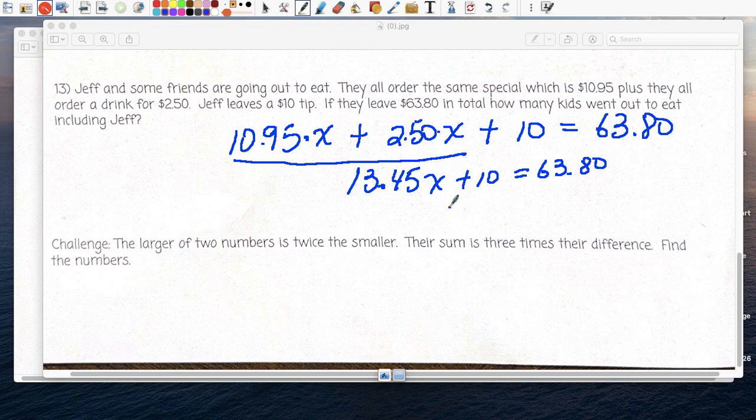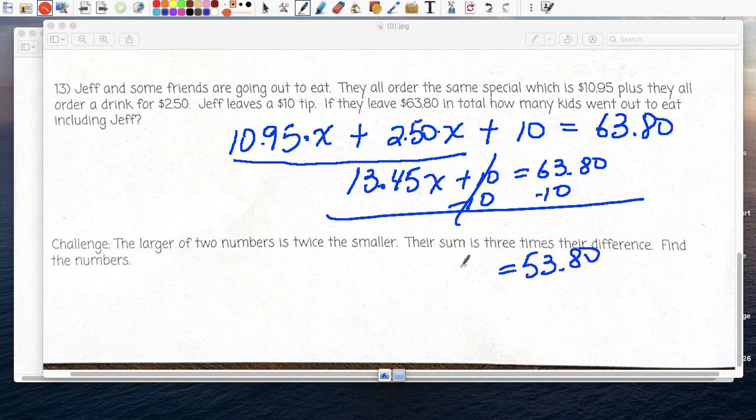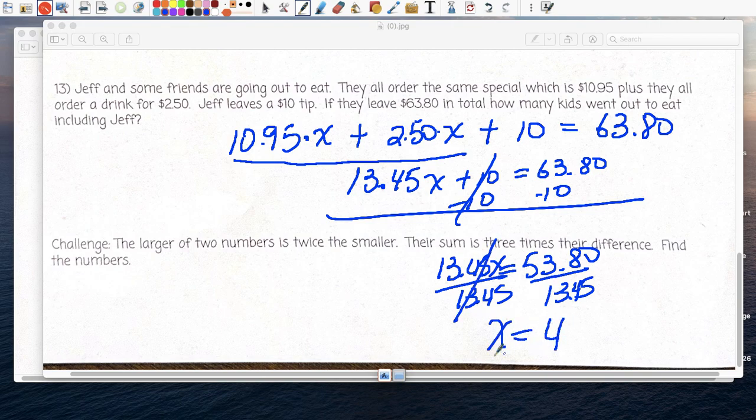Well, subtract 10 from both sides. We get 53.08 on the right. 13.45x comes down. Let's divide both sides by 13.45. And let's see if that works. 53.80 divided by 13.45. x equals, there were 4 people. Again, plug it in, right? Do your check and make sure it's the same. There's a bonus question.